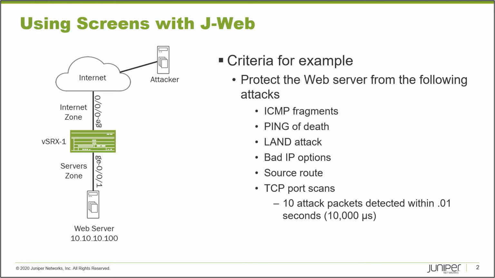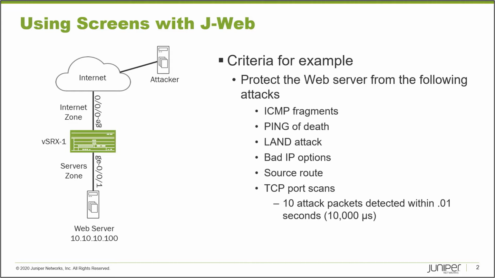Okay, with that being said, let's talk about the criteria for the example. We want to protect the web server from ICMP fragments, ping of death attack, land attack, bad IP options, source route, and TCP port scans. Now with TCP port scans, we have to specify additional parameters to get it to work. In this example, we want to enable TCP port scan protection if 10 attack packets are detected within 0.01 seconds or 10,000 microseconds. When we configure the threshold, it's configured in microseconds, so keep that in mind.